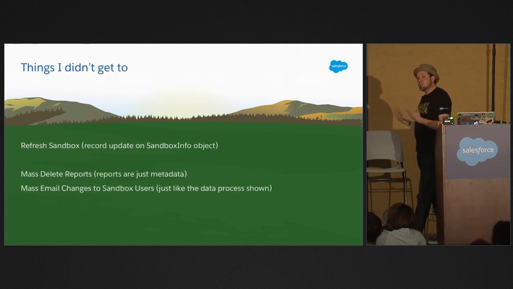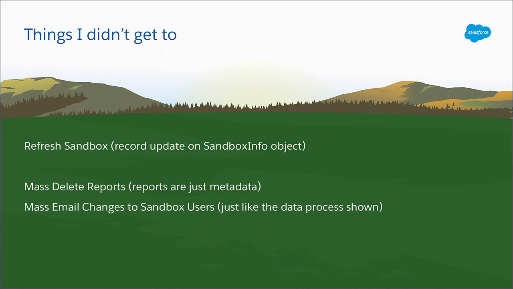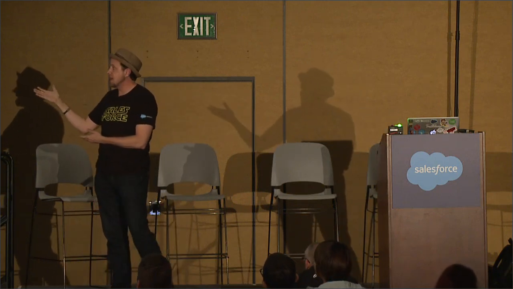Now, there were a bunch of other things that the group from Manchester gave me as ideas. One, actually, that I think is probably the next thing I'm going to do, which is Sandbox Refresh. Sandbox Refresh is just an update on the Sandbox info object using the tooling API. And I've already showed you how to use the command line to update a record. So to me, that's going to be trivial to make happen.